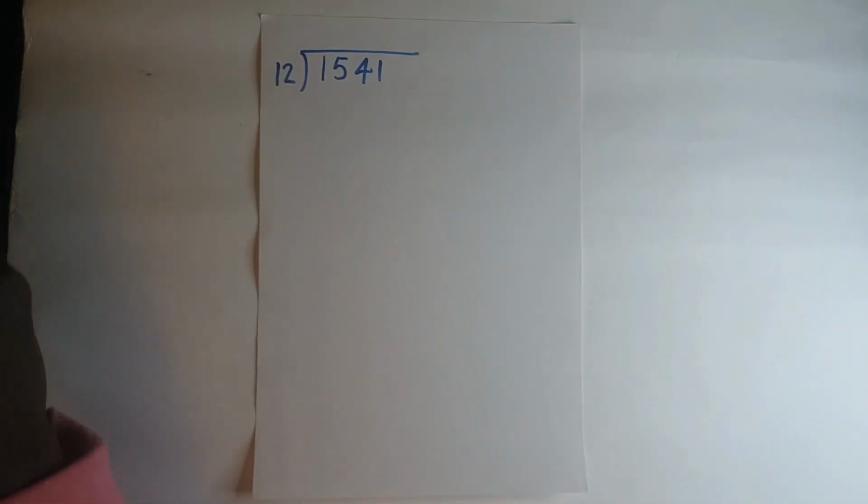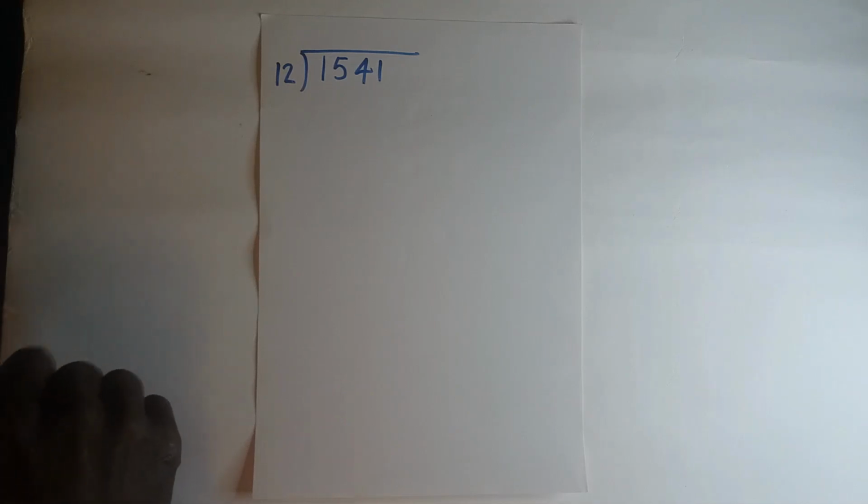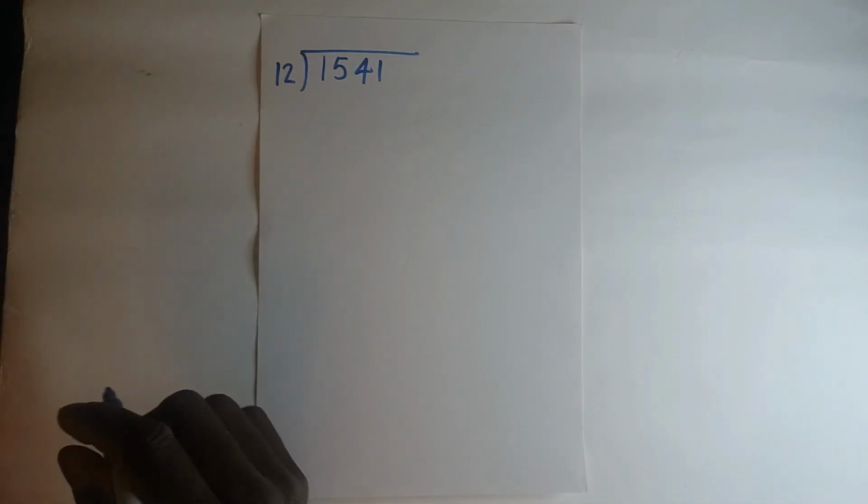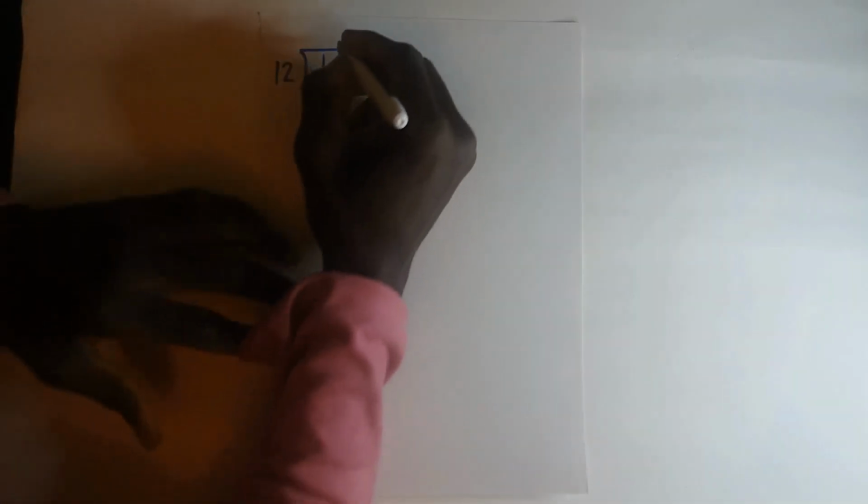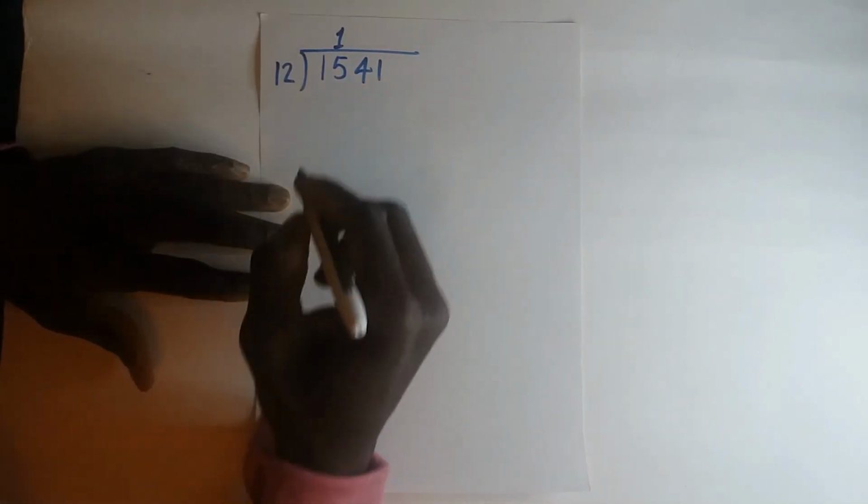Hi, today we'll look at a long division problem. We have 1541 divided by 12. The first question we ask ourselves is how many 12s are there in 15? There is 1, and 12 times 1 is 12.